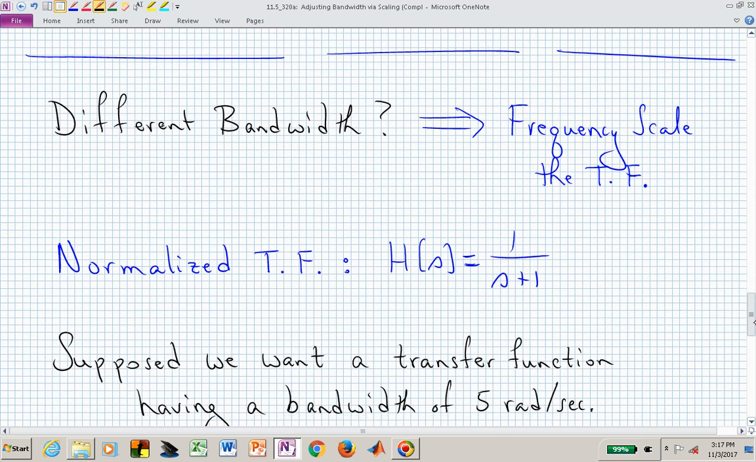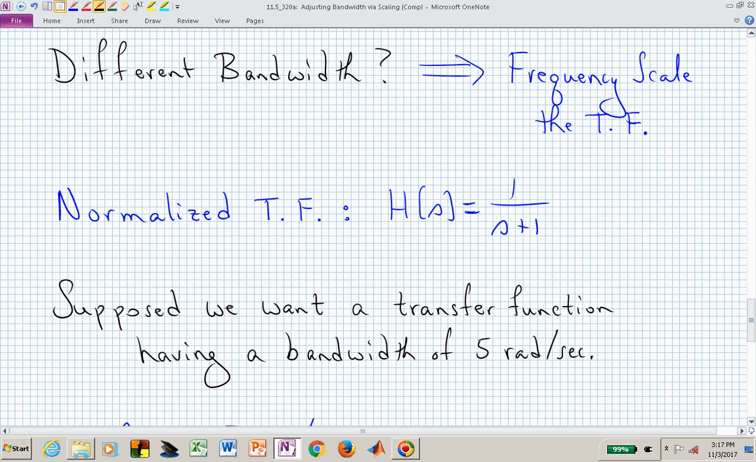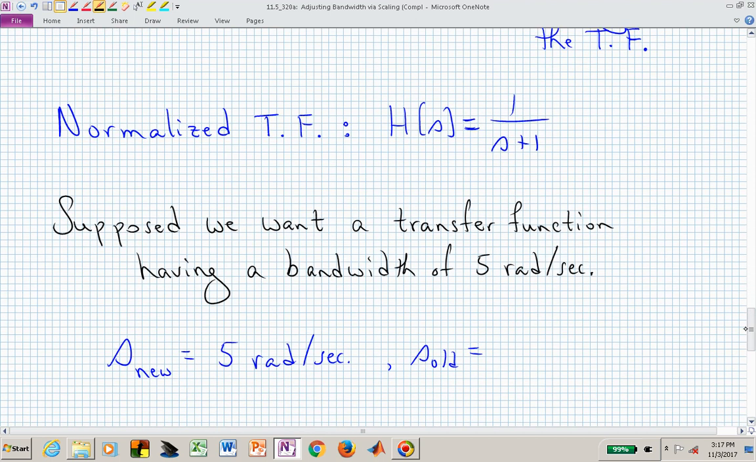Here's a normalized transfer function, capital H of S, 1 over S plus 1. It's normalized because it has a bandwidth of 1 radian per second. Suppose we want a transfer function that has a bandwidth of 5 radians per second. Well, the S new is now 5 radians per second, and what's the S old? Well, that's consistent with having a pole at -1. The S old is now 1 radian per second.